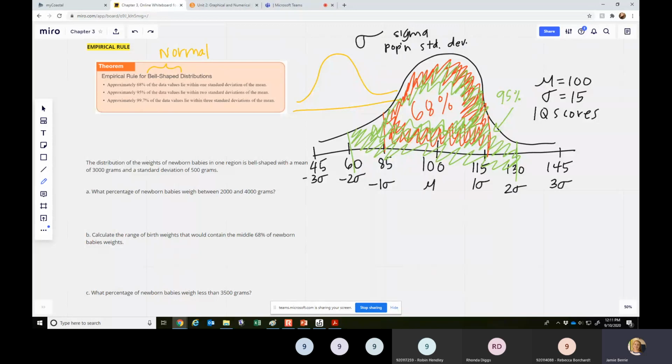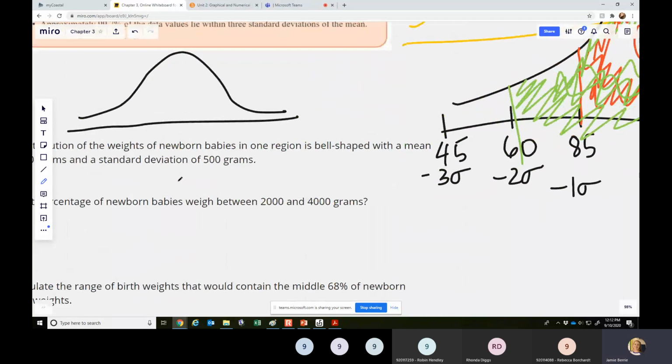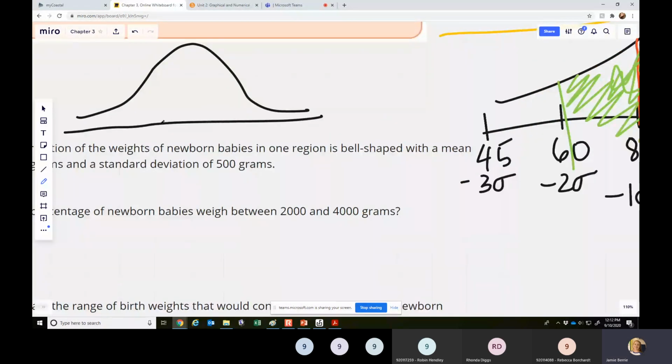All right, so let's look at this problem. It says the distribution of the weights of newborn babies in one region is bell-shaped with a mean of 3,000 grams and a standard deviation of 500 grams. Okay, so before we even get started, I'm going to go ahead and draw my little bell curve. And I'm going to label the mean, and I'm going to label the standard deviations.